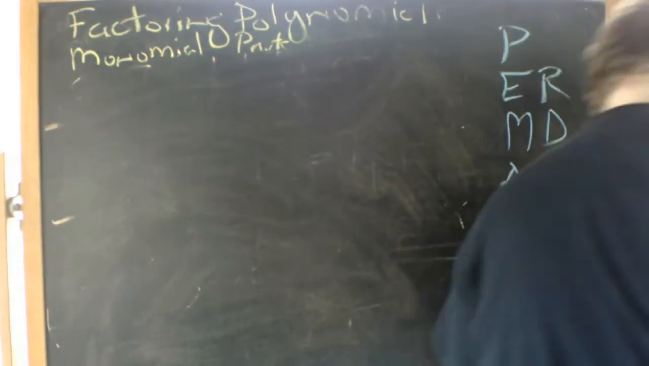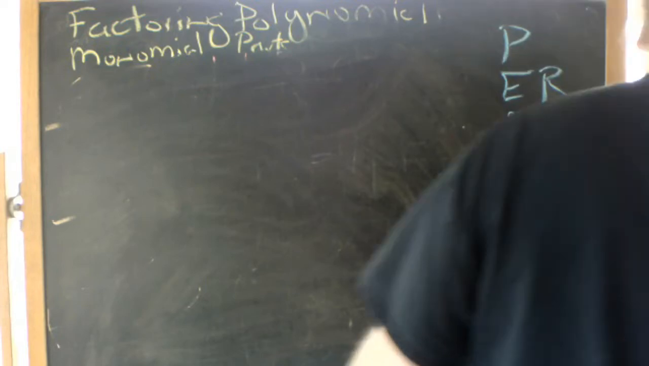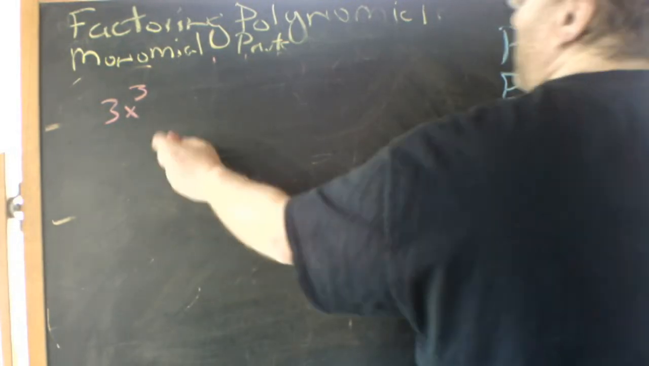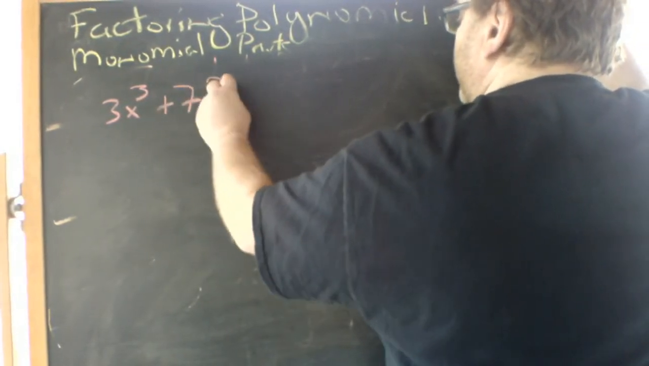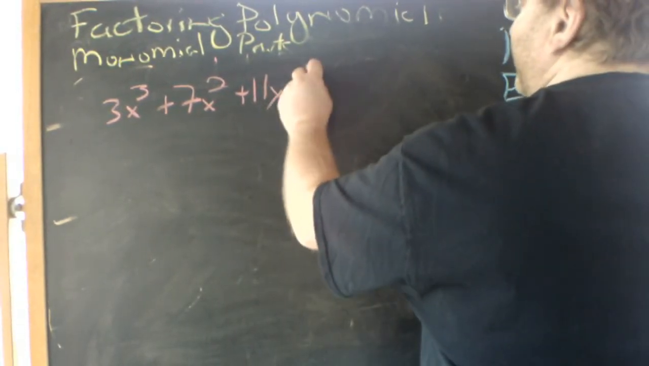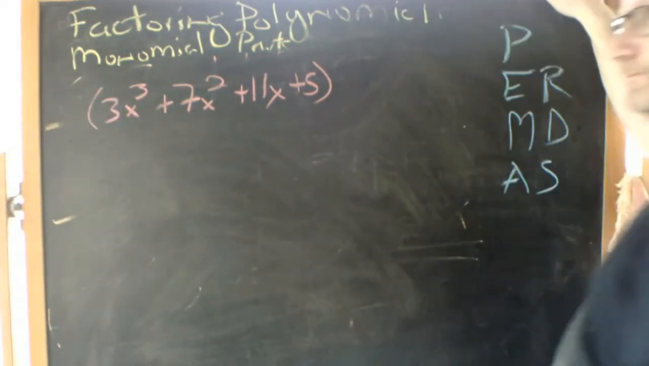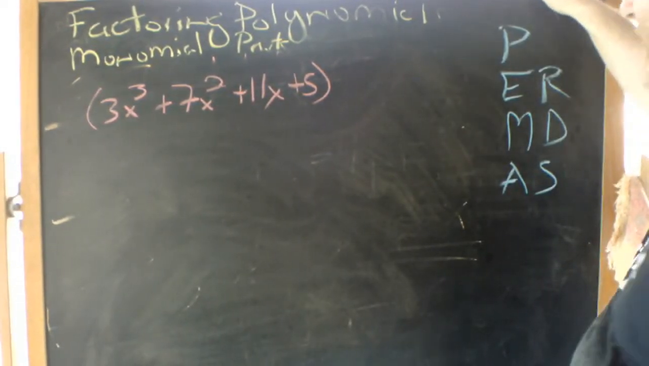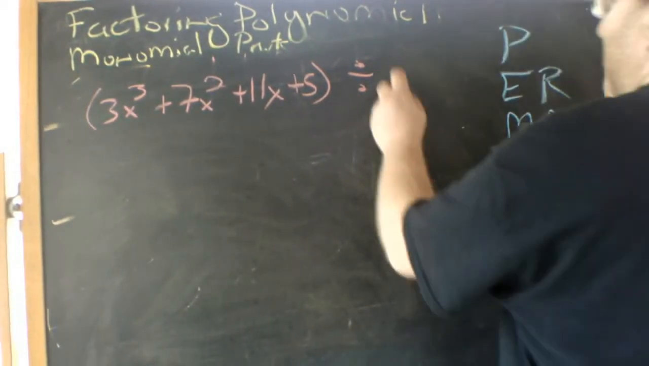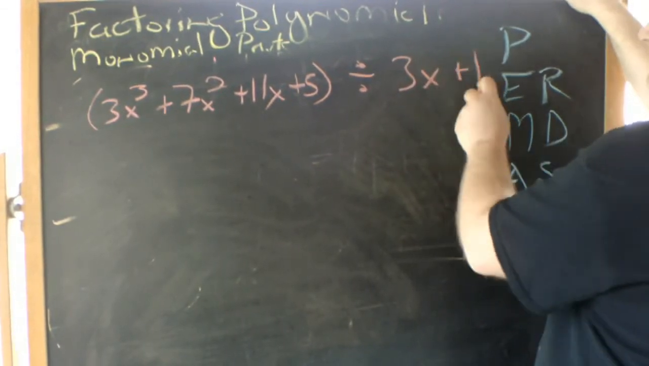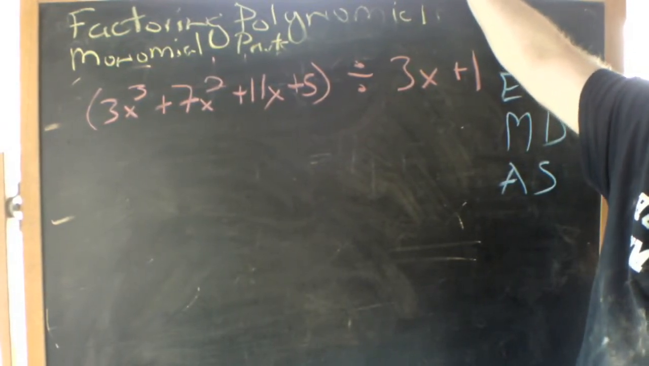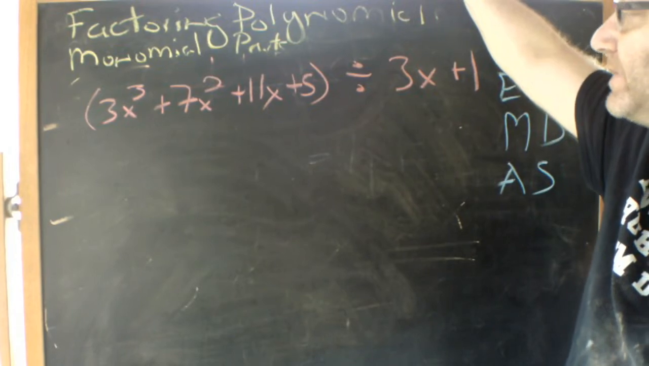All right, so we're going to look at 3x cubed plus 7x squared plus 11x plus 5. That's my ugly polynomial. And I'm going to divide it by 3x plus 1. Fractions are not going to help me here. I have to get this idea of place value, and I have to apply it to the polynomials.